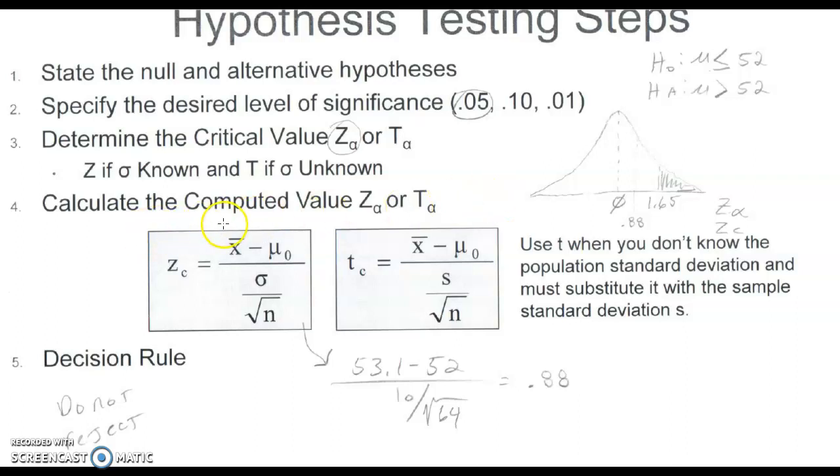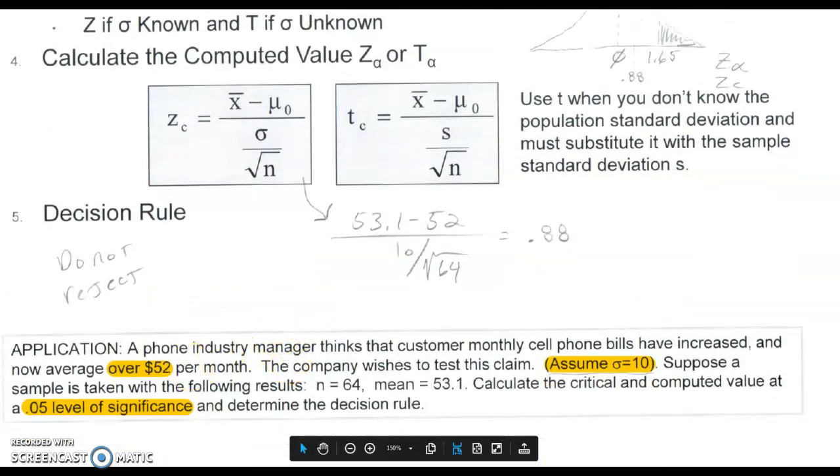Next step is to actually calculate the z value, what we call the computed value. And we've got our critical value. Now we find the computed value. And to do that, we use this formula here. We take our sample mean, which was 53.1, right? Find it down here. Says the mean was 53.1. And we subtract from that our hypothesized population mean, 52. And then we divide that by our standard deviation, 10, over the square root of our sample size, 64. And if you do this correctly, you should get 0.88.